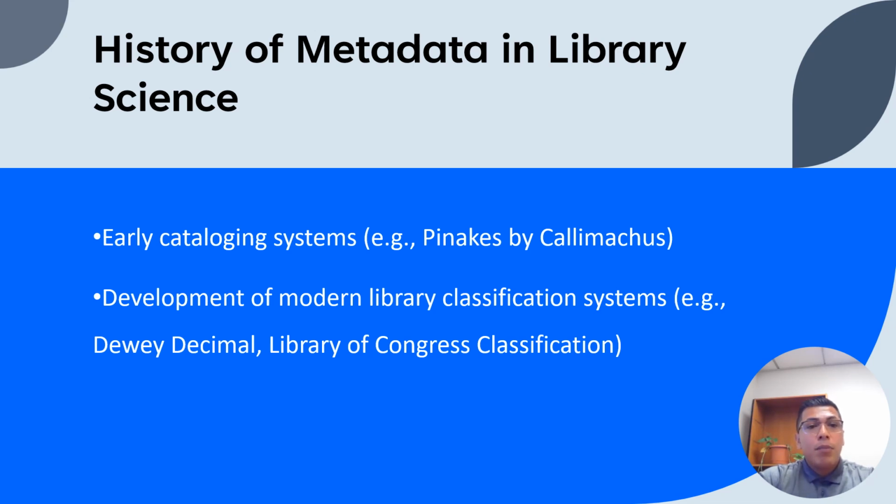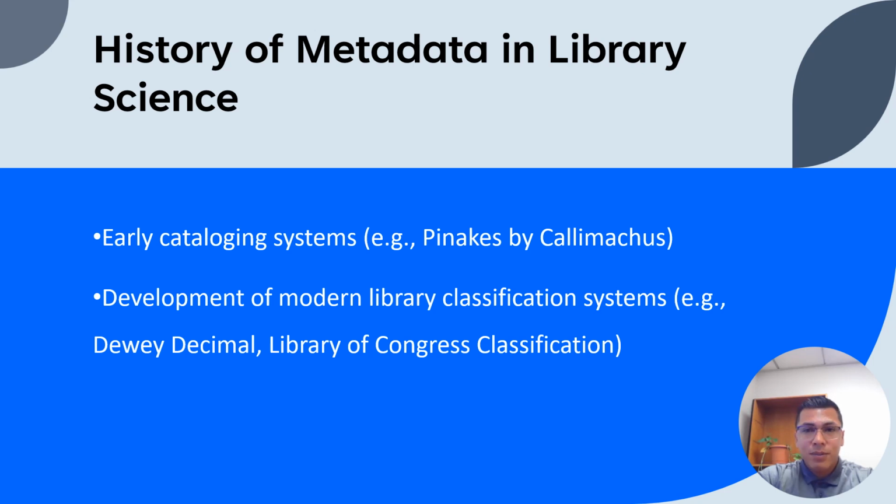The development of modern library classification systems began in the 19th century with the invention of several influential schemes. One of the most notable is the Dewey Decimal Classification, created by Melvil Dewey in 1876. The Dewey Decimal System organizes books by assigning each a numerical code based on its subject matter, facilitating browsing and retrieval by library users.